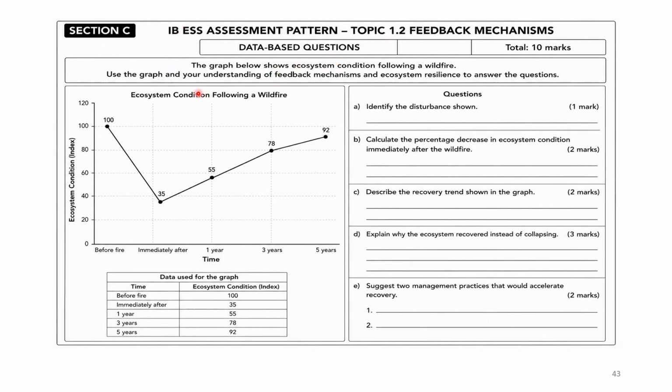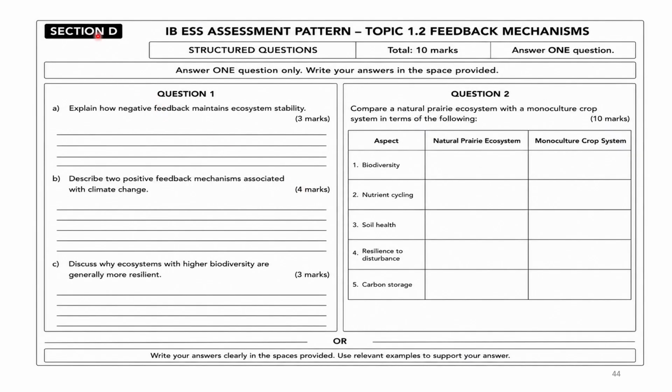This slide presents Section C, the data-based questions. You are provided with a graph showing ecosystem condition following a wildfire and a supporting data table. The questions assess your ability to identify the disturbance, perform simple calculations, and interpret recovery trends. Success in this section depends on combining graph analysis, data interpretation, and ESS knowledge to justify your answers with clear scientific reasoning.